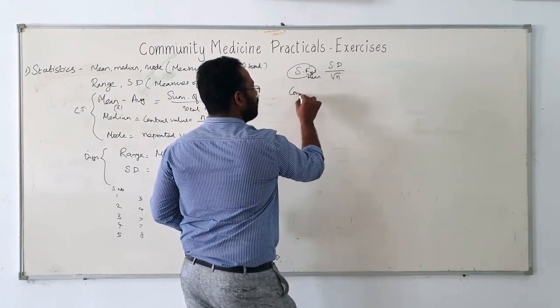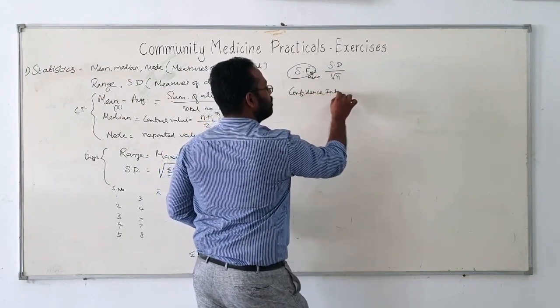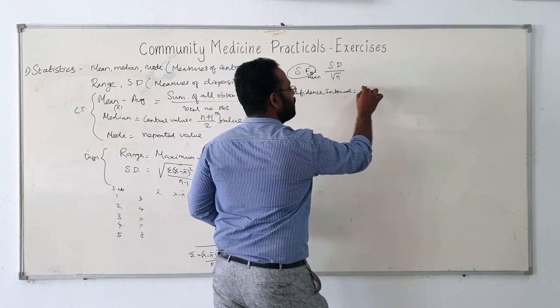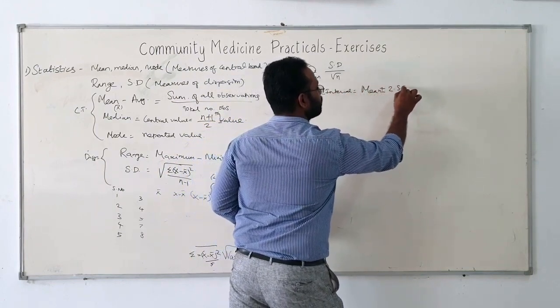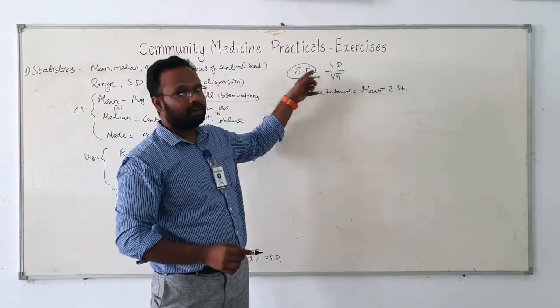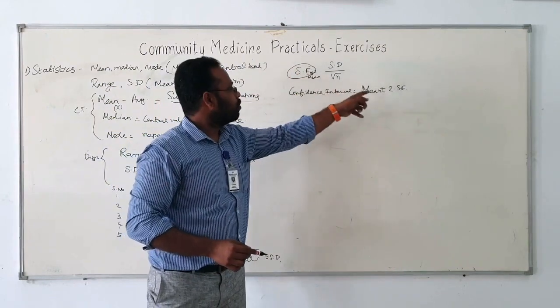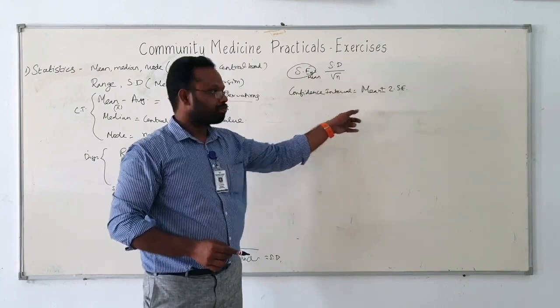When you are calculating the confidence interval, it is nothing but mean plus or minus 2 standard error. So you will calculate standard deviation, from there you will calculate standard error, and from there you will derive the confidence interval, that is, mean plus or minus 2 standard error.